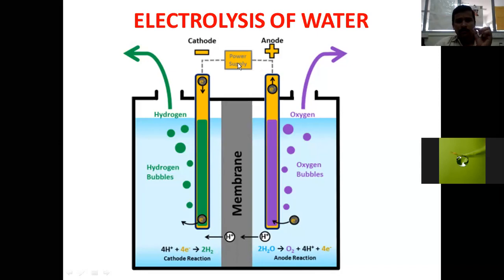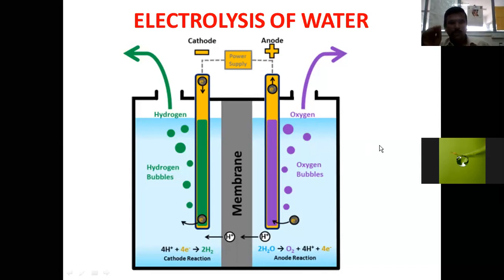And you can see here, in any galvanic cell or voltaic cell, the anode will be connected to the negative terminal of the electrical energy measuring device, and the cathode will be connected to the positive terminal. Here it is vice versa. The anode is going to be the positive terminal of the power supply device and the cathode is going to be the negative terminal of the power supply device.